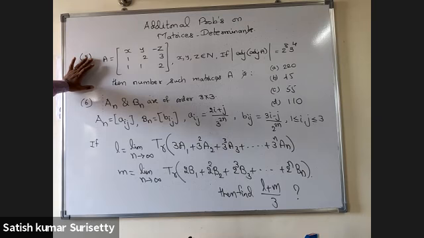What is the meaning of trace? Sum of principal diagonal elements. Correct, sum of principal diagonal elements. Next, M is limit n tends to infinity of trace of (2B1 plus 2^2 B2 and so on). Then find the value of (L plus M) upon 3.